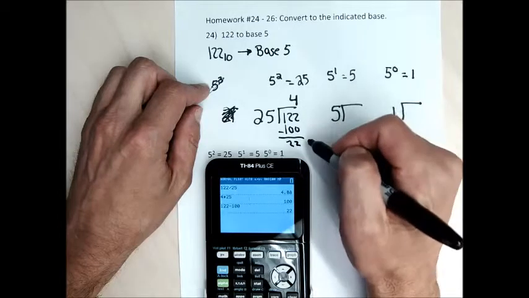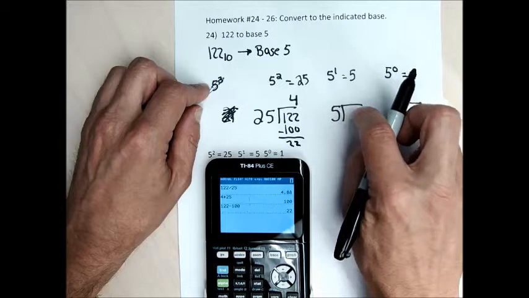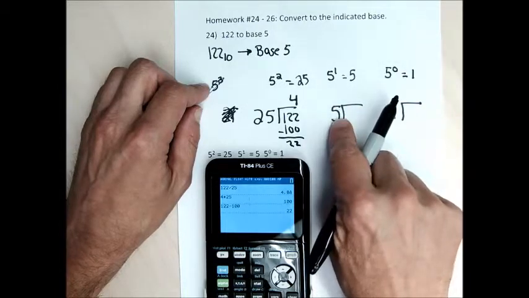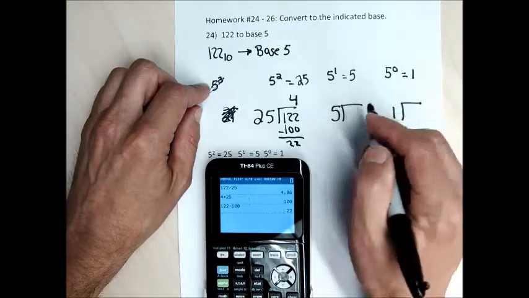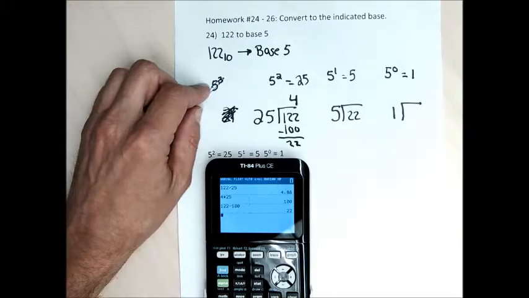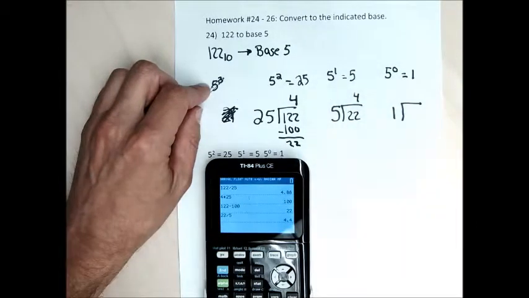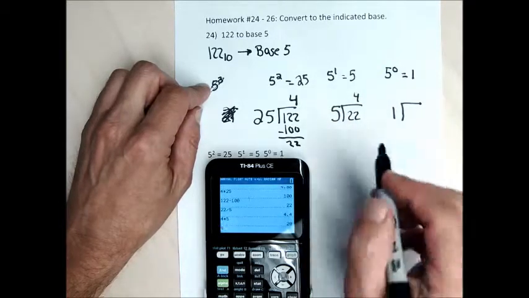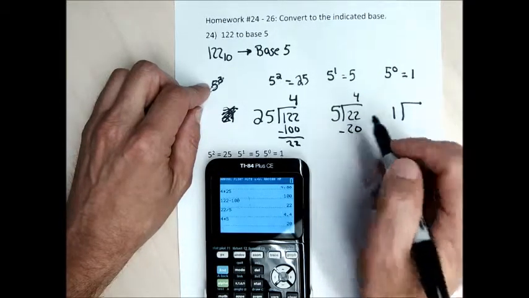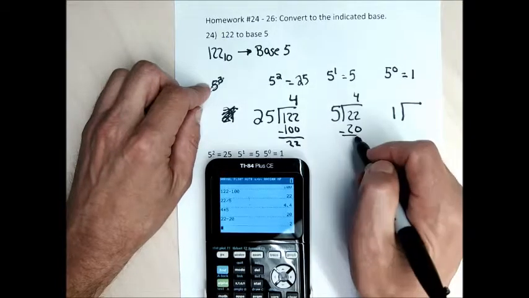Take my remainder over to the next division bar, as long as this number is bigger than or equal to that number outside the division bar. So I took my 22, put it under the next division bar. Now I'm going to divide 22 divided by 5. I get 4 point something. I put a 4 on top of my division bar. I'm going to multiply 4 times 5 and get 20. And now I'm going to subtract 22 minus 20 and get a 2.